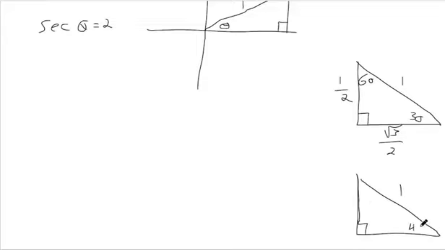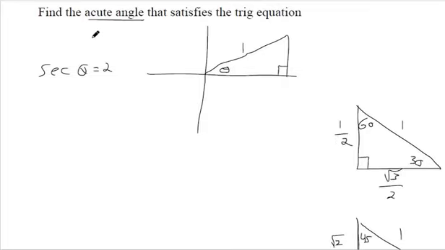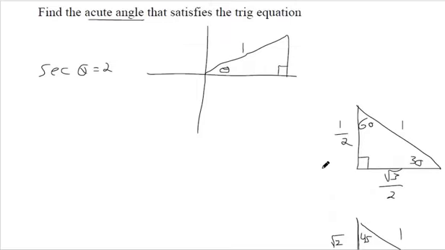If you have a 45-degree angle, then this is an isosceles triangle. Both sides should be the same, and they're both going to be square root of 2 over 2. So to figure out how secant of theta is going to be 2, we need to figure out what angle is supposed to go in there, 30, 60, or 45. And so you could just do some guessing.